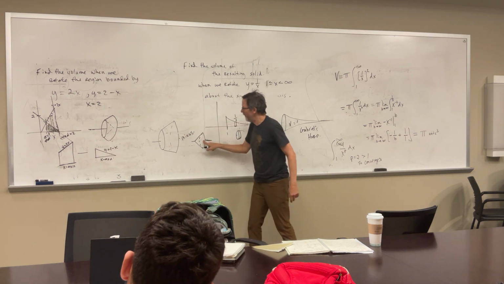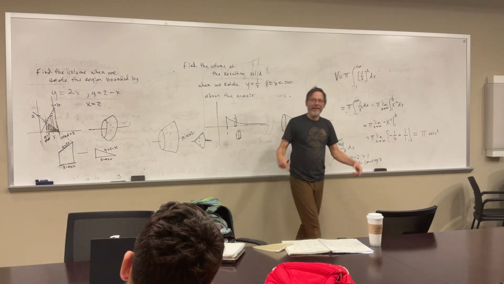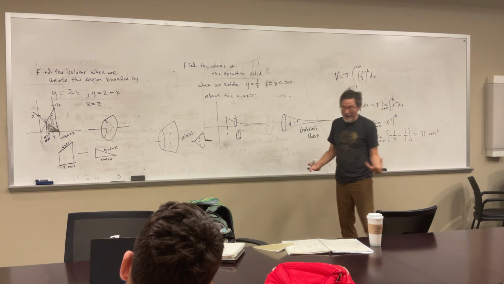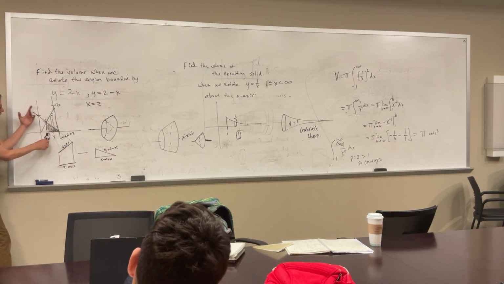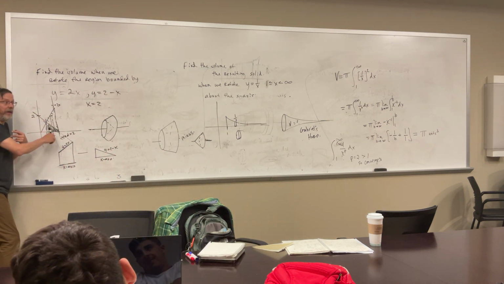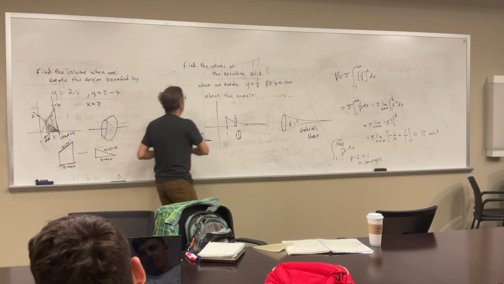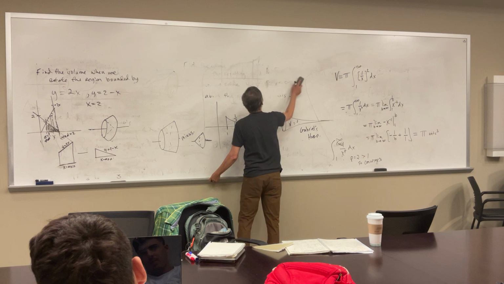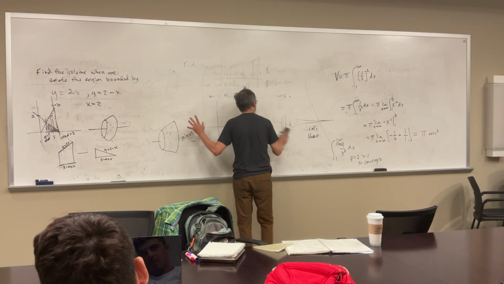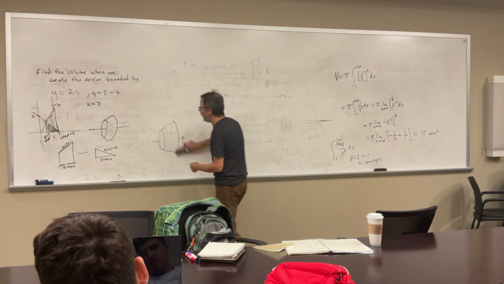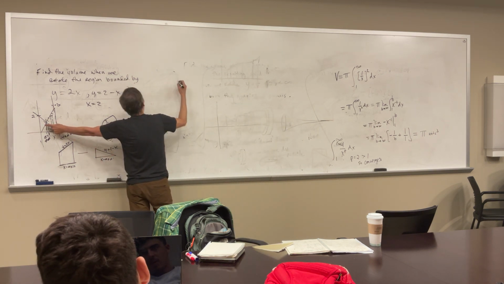So I'm going to remove this chunk of material from this thing. The way to find the resulting volume is to find the volume of the bigger thing minus the volume of the little thing. And that's it. Let's think about how that might look. Practicing your visualization is going to be super helpful here. So first off, we need to find that intersection point.